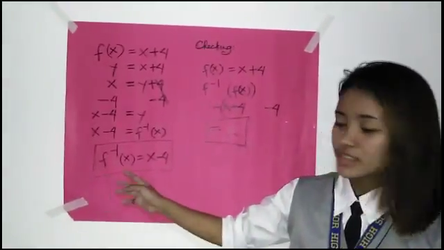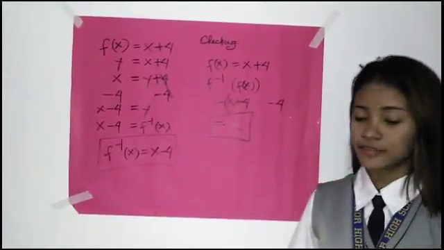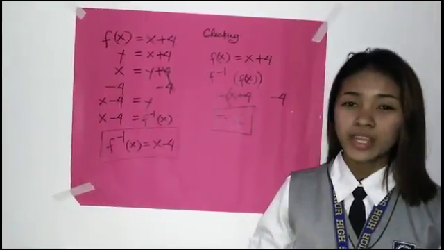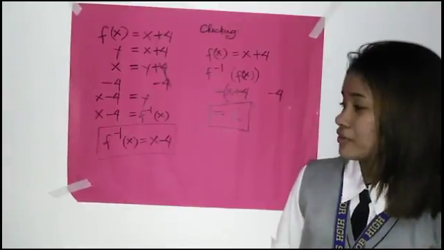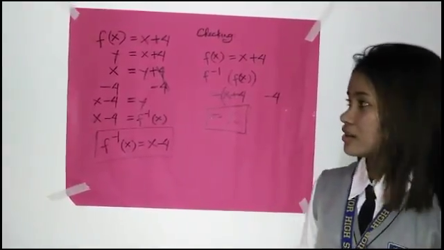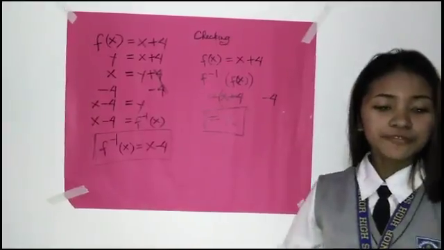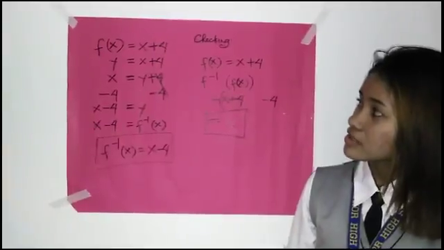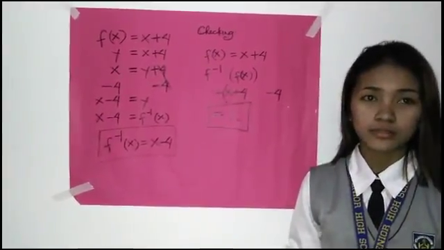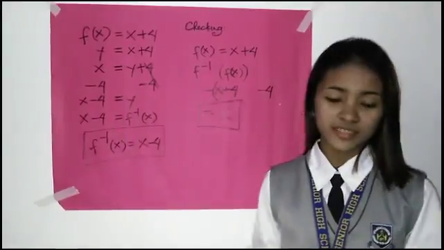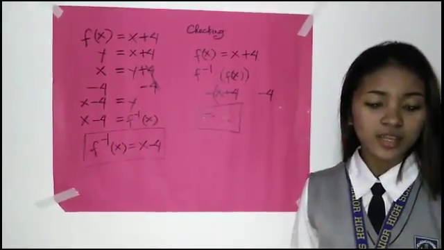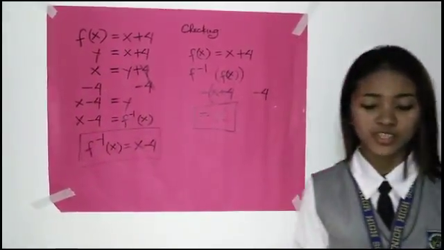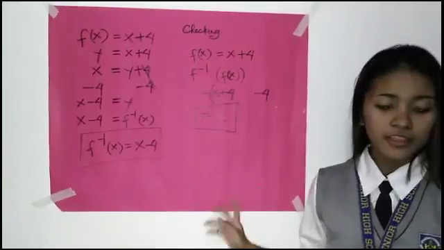So we should read this as the inverse function of x, not f to the power of negative 1. That was wrong. Okay, so let's find the inverse of this function. f of x equals x plus 4. So let's find the inverse formula of this function. f of x is equal to x plus 4. Then the first thing we do is to replace f of x with y.